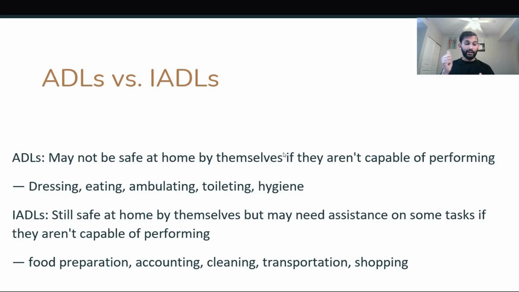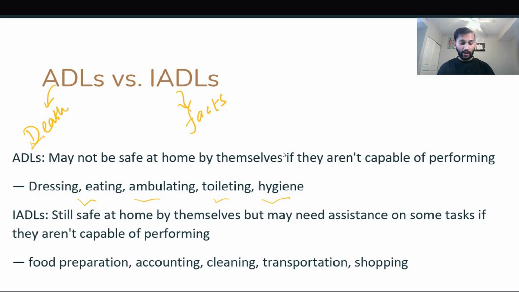Then we'll talk about ADLs versus IADLs. One easy way to remember is to think of ADLs with the mnemonic DEATH, whereas for IADLs, think of the mnemonic FACTS. When we say ADLs, it means the person may not be safe at home by themselves if they are not capable of performing certain things. And what are those things? That's the DEATH: dressing, eating, ambulating, toileting, and hygiene. If they are not capable of performing these, they might be at risk if they are home by themselves.